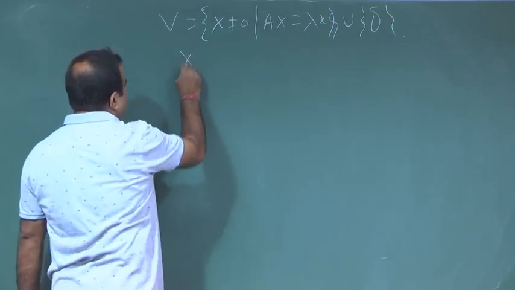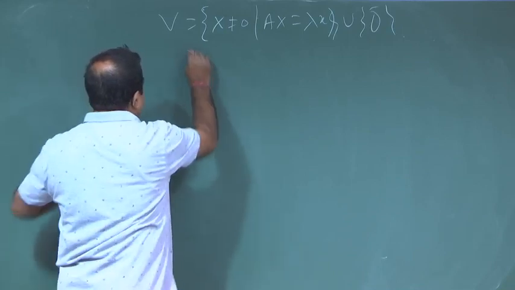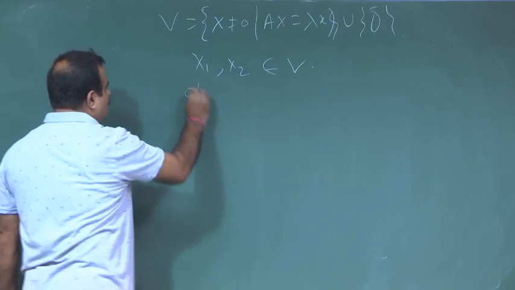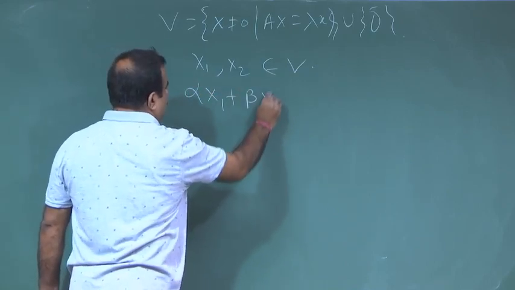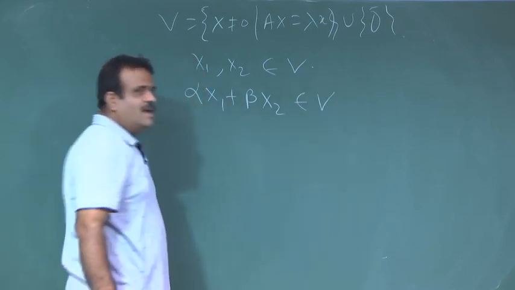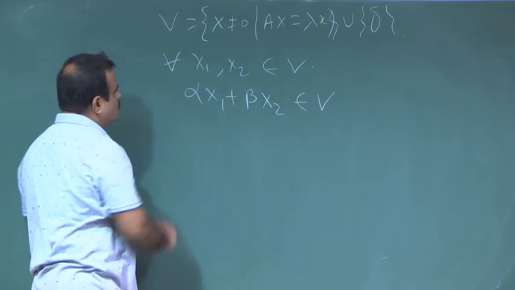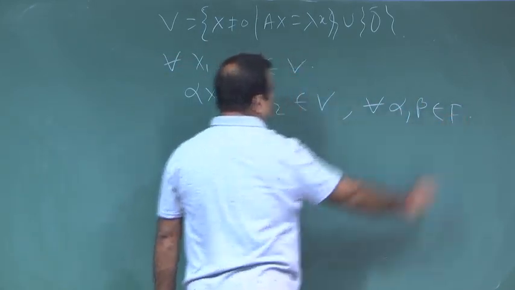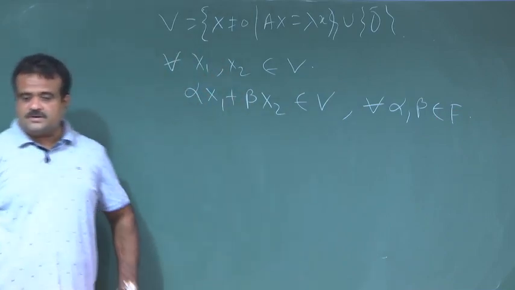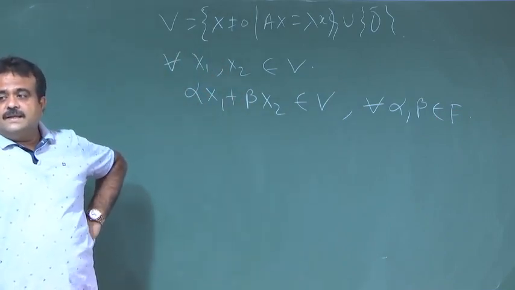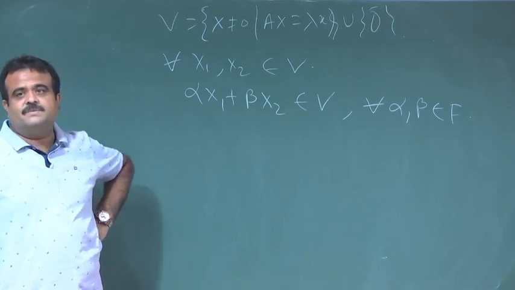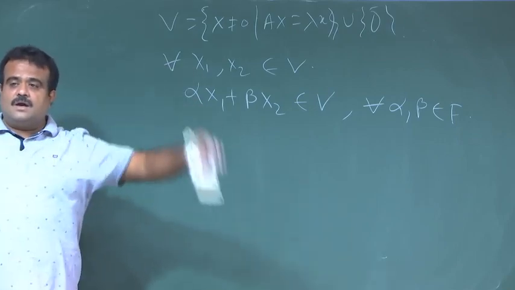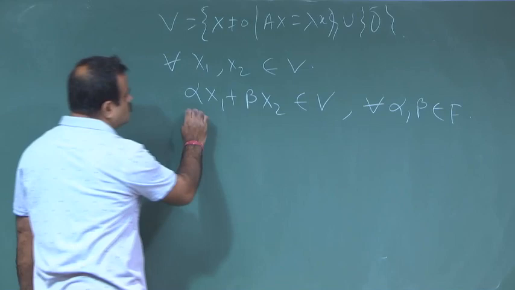Now, if you take two vectors x 1 and x 2 from this, and if we can show alpha x 1 plus beta x 2 also belongs to this, for all such x 1, x 2 and for all scalars, then, if you remember from vector spaces and subspaces, we proved that this is a necessary and sufficient condition for a subset to become again a vector space under the same two operations.